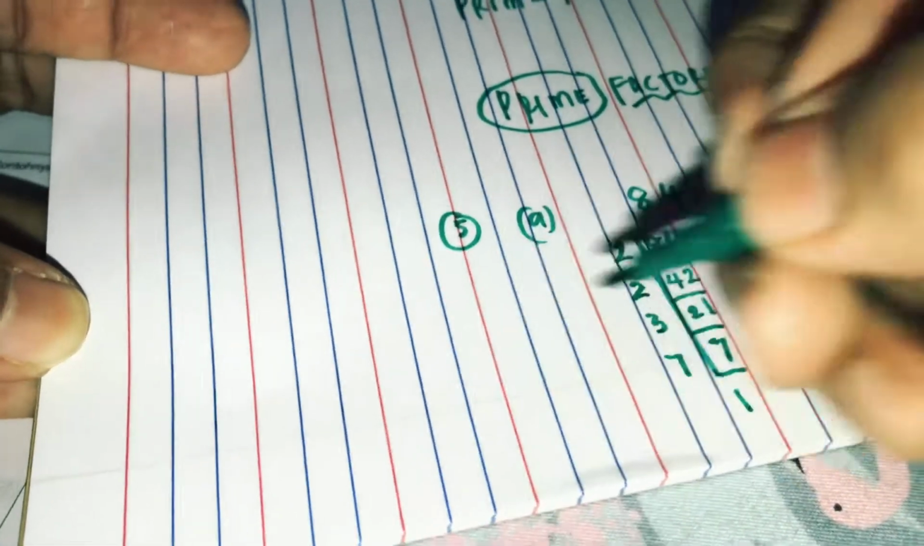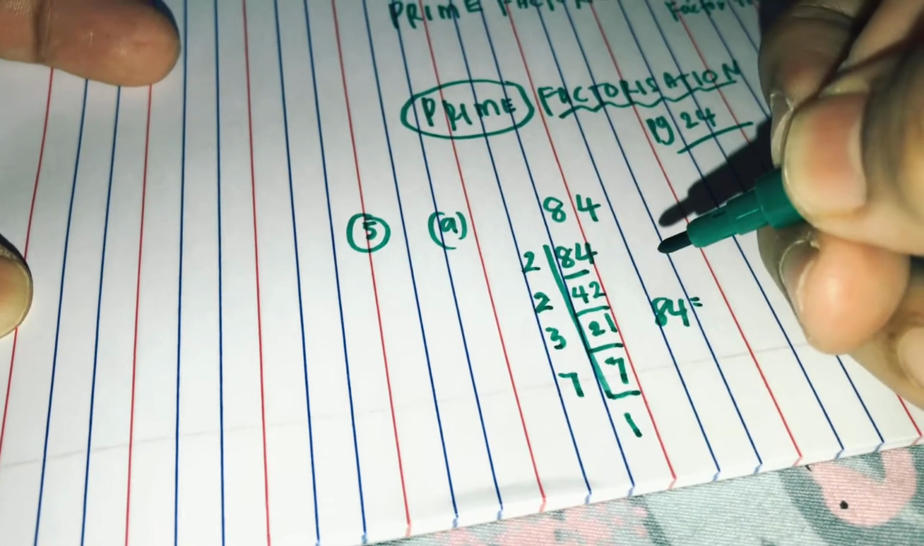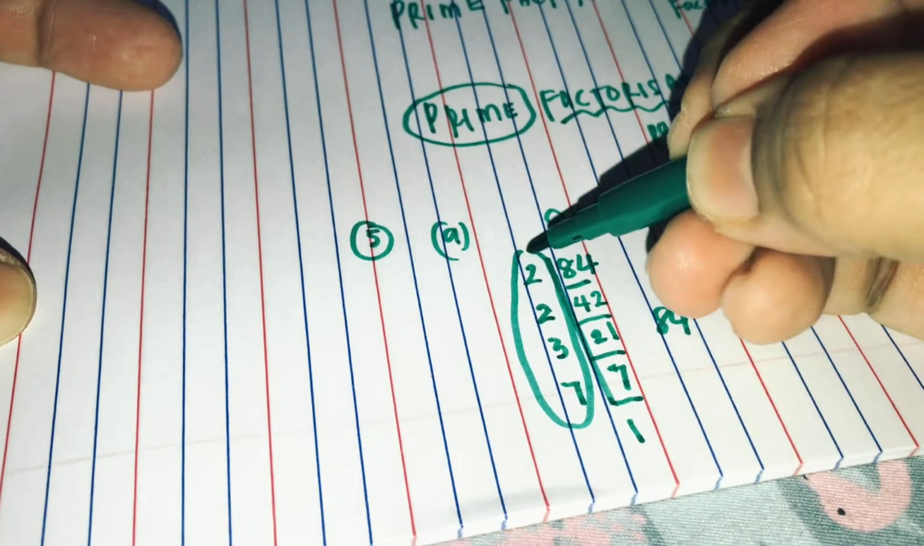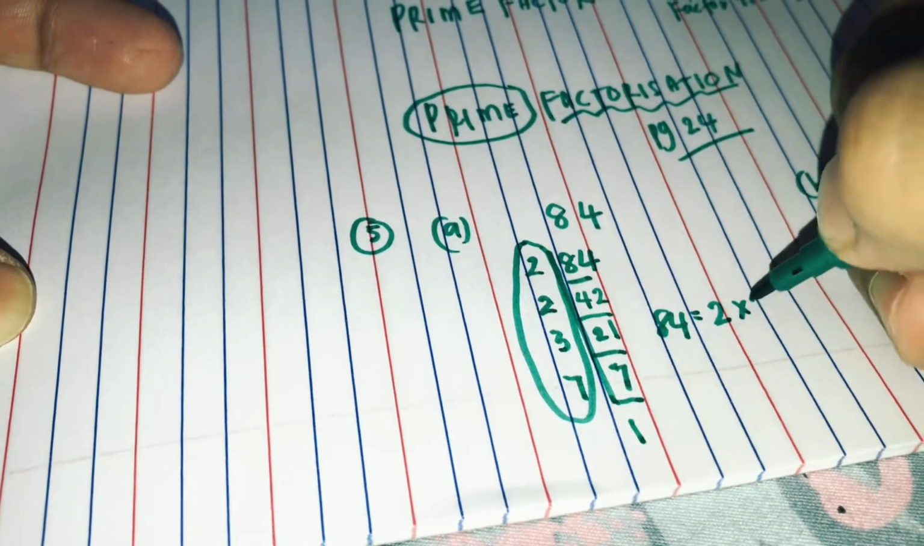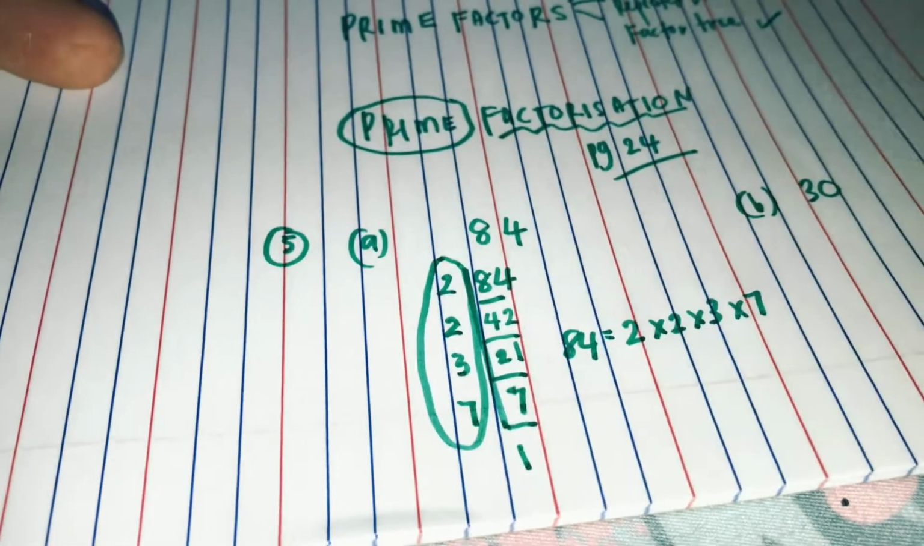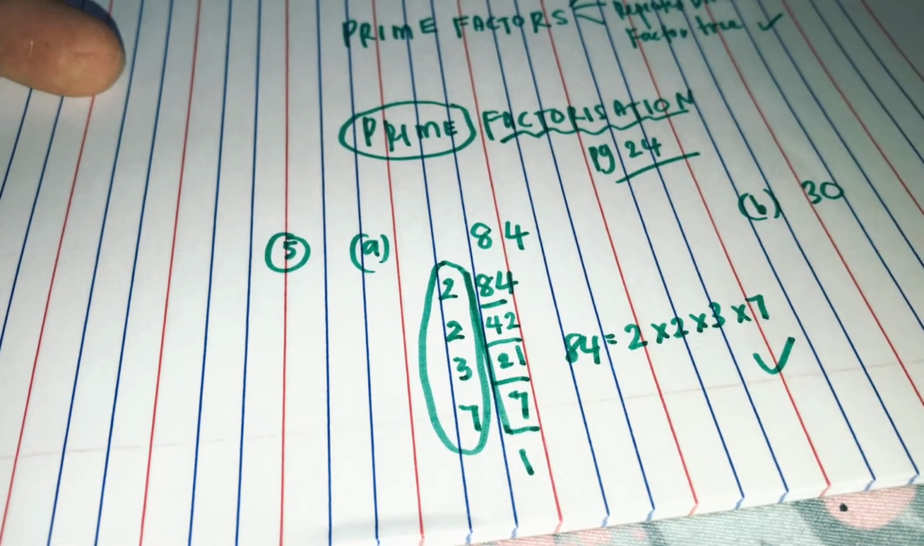So the answer: 84 expressed in the form of prime factorization means you copy these numbers: 2 times 2 times 3 times 7. This is the answer. Finish. This is what we call expressed in the form of prime factorization.